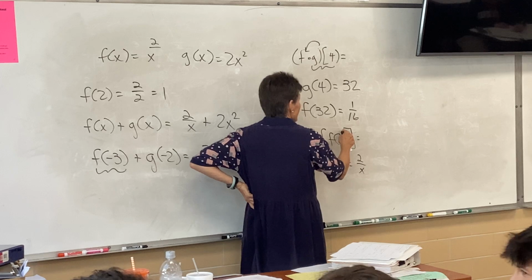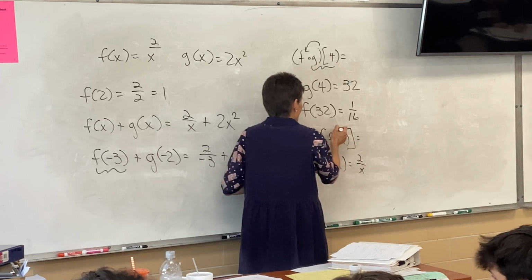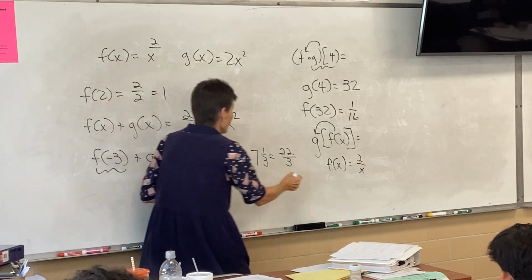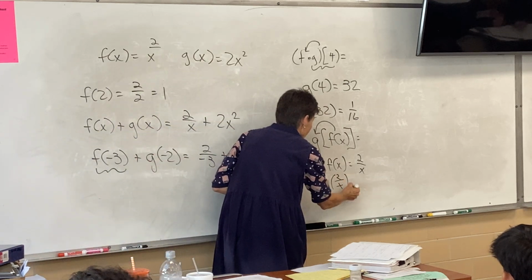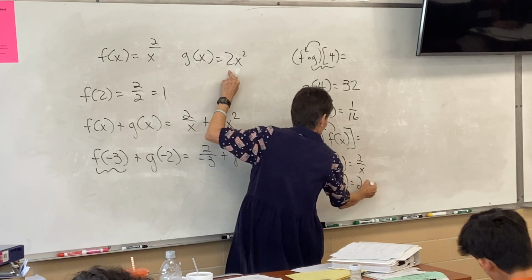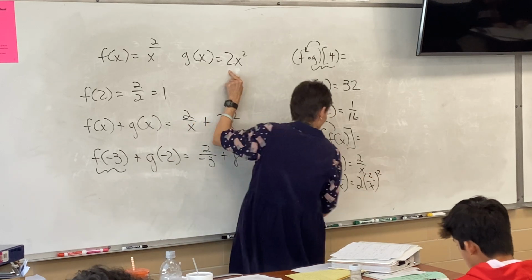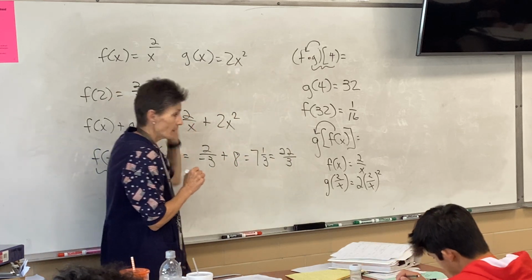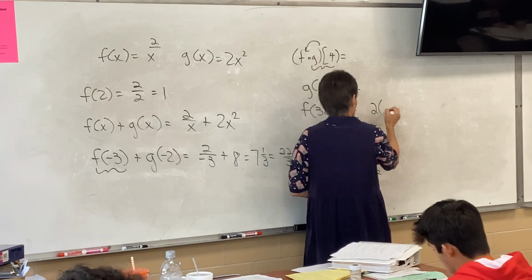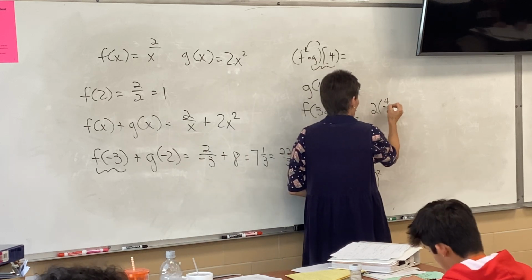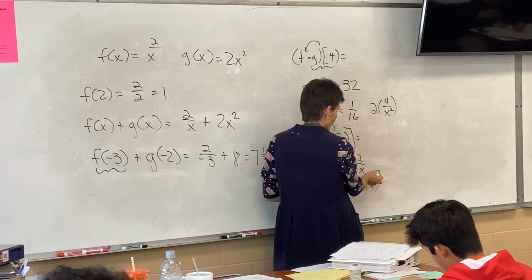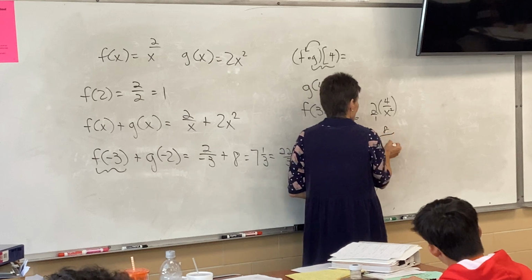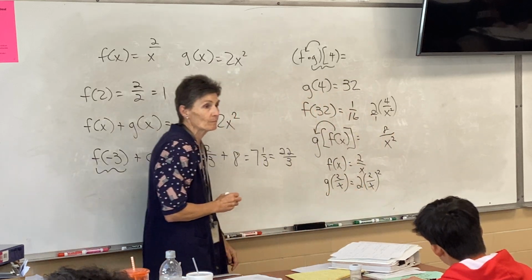2 over x. Take the 2 over x and plug it into g. So that will be 2 times 2 over x squared. 2 over x squared is 4 over x squared. Square the top, square the bottom. Now, times it by 2, and it looks like that answer is 8 over x squared.